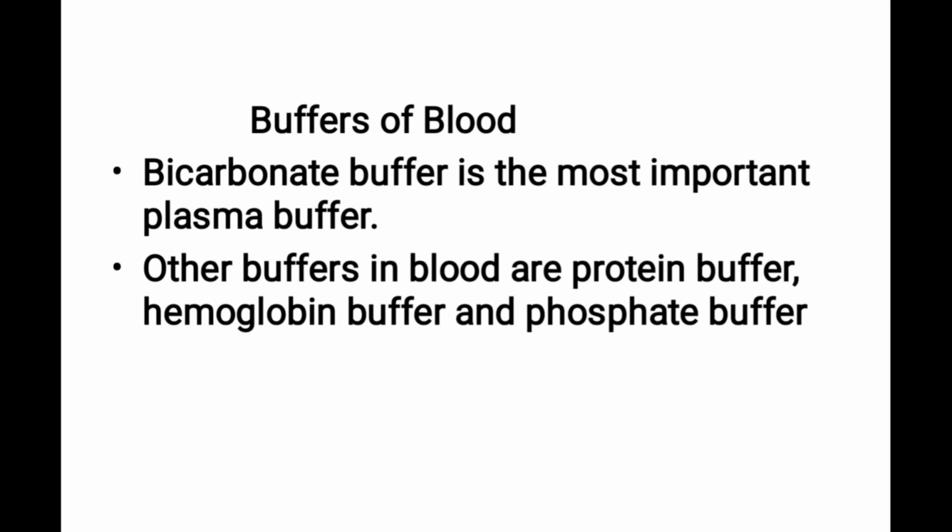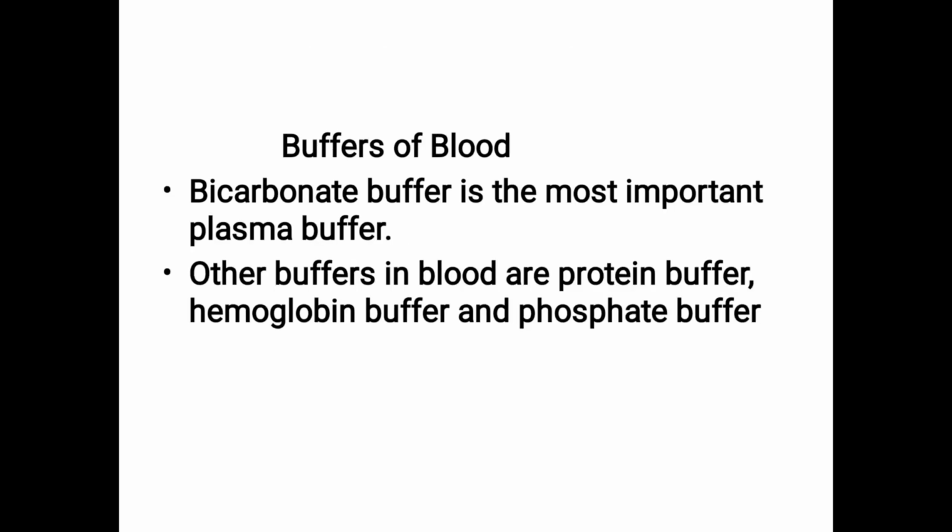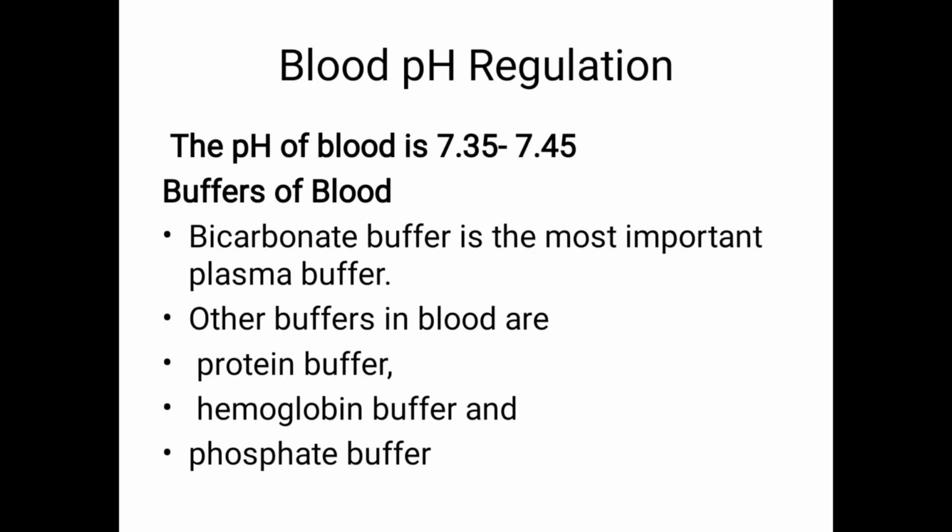So the important thing comes now. What are the buffers present in the blood? The major buffer system present in the blood is the bicarbonate buffer. Other buffers include protein buffer, hemoglobin buffer, and phosphate buffer, which is mainly a urine buffer. As I told, the pH of the blood is 7.35 to 7.45, which needs to be maintained by various mechanisms. So blood buffer plays an important role here.